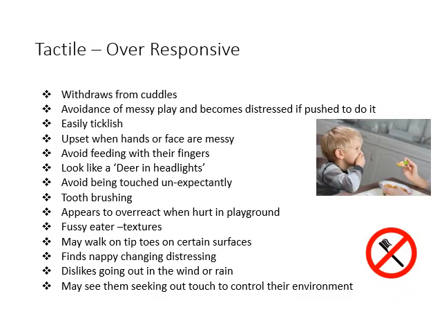Now we'll move on to thinking about the tactile sense. If a child's tactile processing is not working properly, they may present as being over-responsive or sensitive to touch. This can present as withdrawing or disliking cuddles, avoiding messy play or becoming distressed if forced into it, appearing easily ticklish beyond that of their age-matched peers, feeling upset when hands or face are messy, avoiding using their fingers to feed themselves. They may present as a deer in the headlights or extremely anxious a lot of the time.